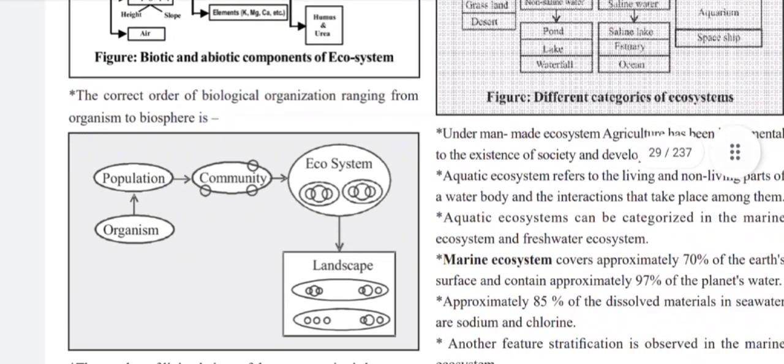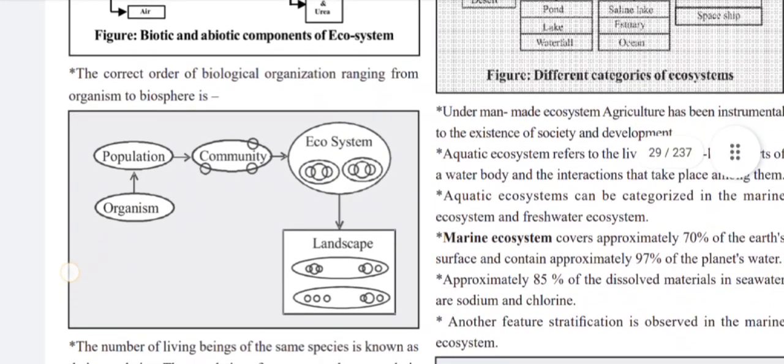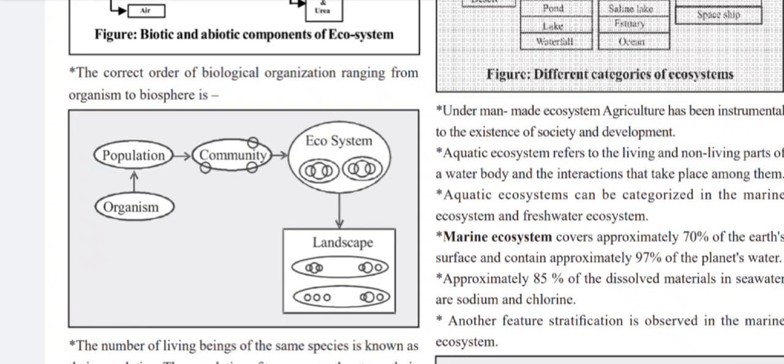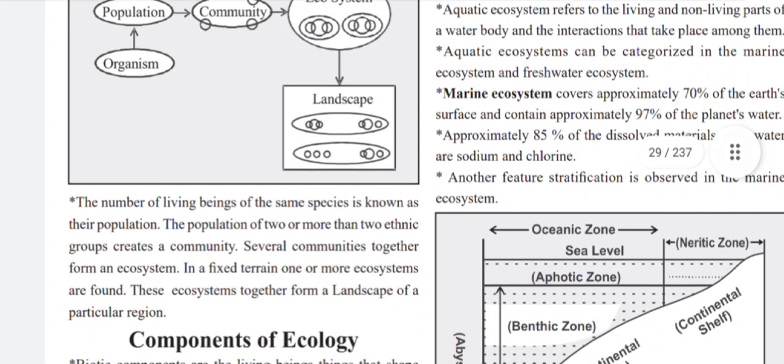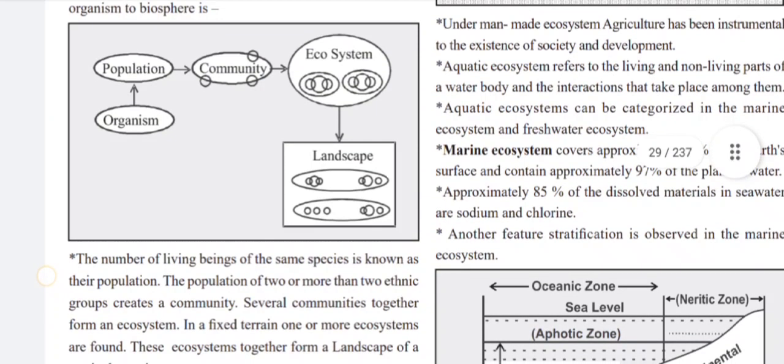The correct order of biological organization ranging from organism to biosphere is: first organism, then population, then community, then ecosystem, then landscape. The number of living beings of the same species is known as their population. The populations of two or more species create a community. Several communities together form an ecosystem. In a fixed terrain, one or more ecosystems are found. These ecosystems together form a landscape of a particular region, which we can see in this picture.